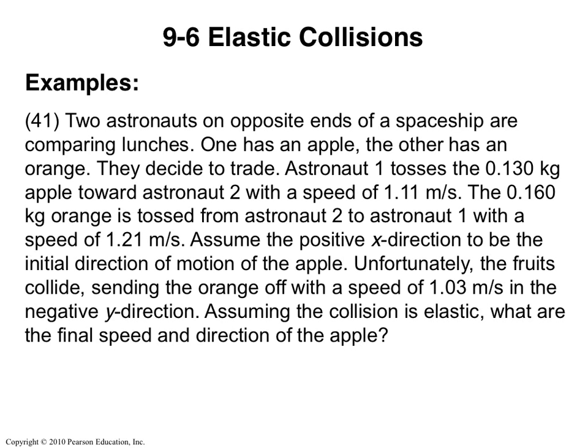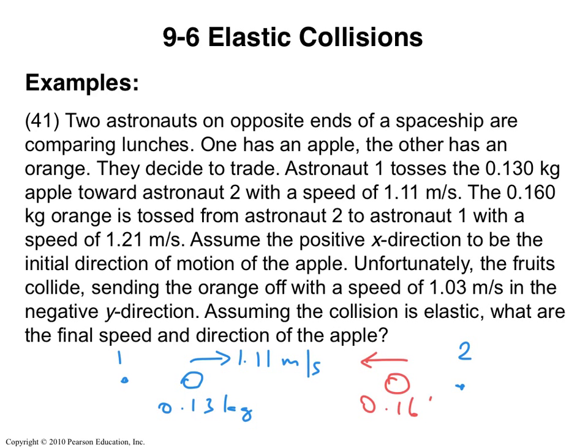So this is what happens. Astronaut 1 is here and throws an apple towards astronaut 2, who's over here. So the apple has a mass of 0.13 kilograms, and it has a speed of 1.11 meters per second. Now, astronaut 2 has an orange that he or she throws in the other direction. The mass is 0.16 kilograms and is thrown at a speed of 1.21 meters per second. So assume the positive x direction to be the initial direction of motion of the apple. So this is the positive x direction, right?